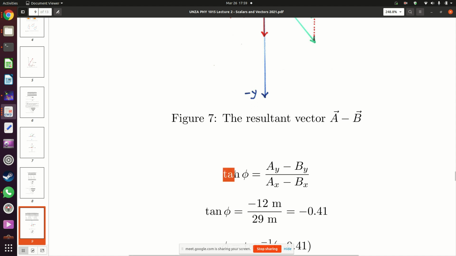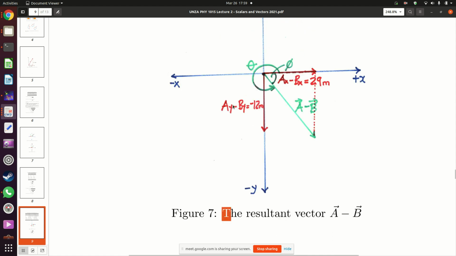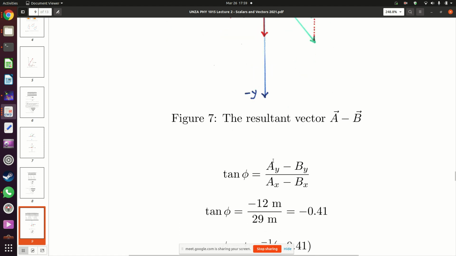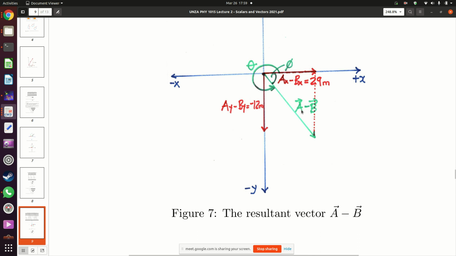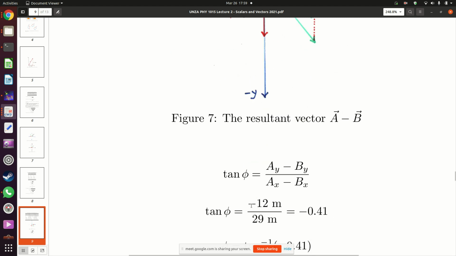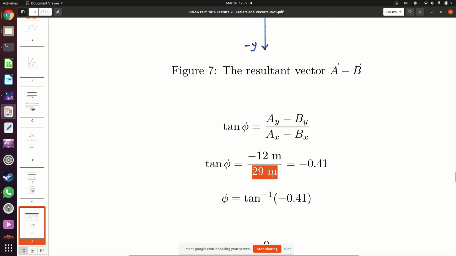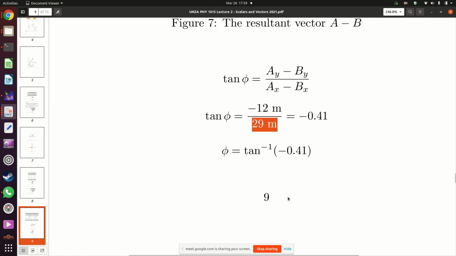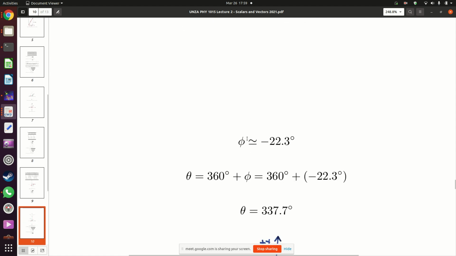So tan phi is equal to ay minus by, which is minus 12 meters, divided by ax minus bx, which is 29 meters. So ay minus by is 12 meters divided by 29 meters, and if you do that, you end up with minus 0.41. The tangent of phi is minus 0.41. Then phi itself is going to be tan inverse of minus 0.41, which gives an angle phi of approximately minus 22.3 degrees. So our phi is negative 22.3 degrees.